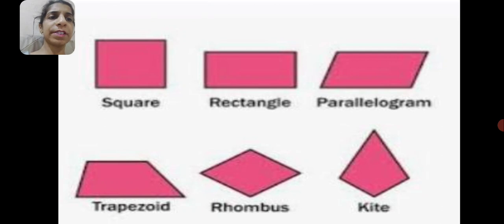These are the types of quadrilateral: square, rectangle, parallelogram, trapezoid or trapezium as you may call it, rhombus and kite. Let's talk about these in detail, let's elaborate on them one by one.